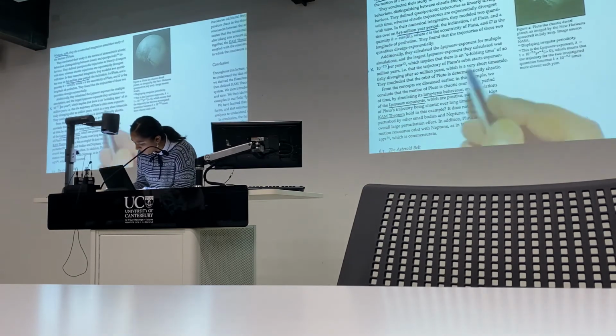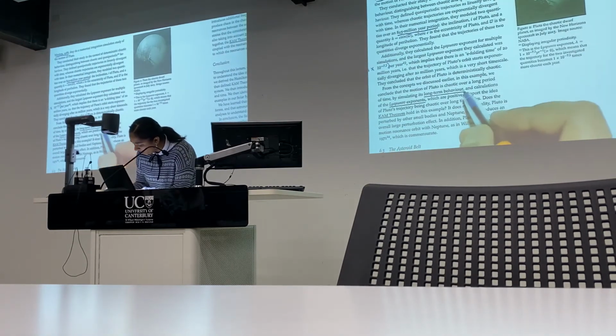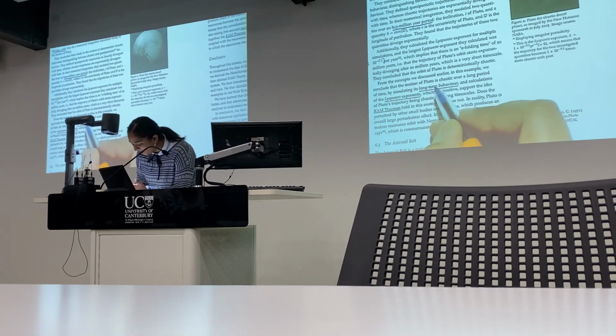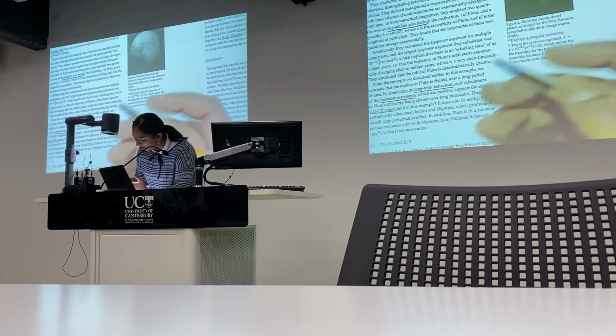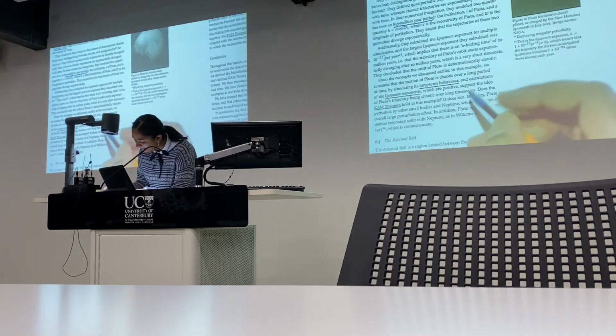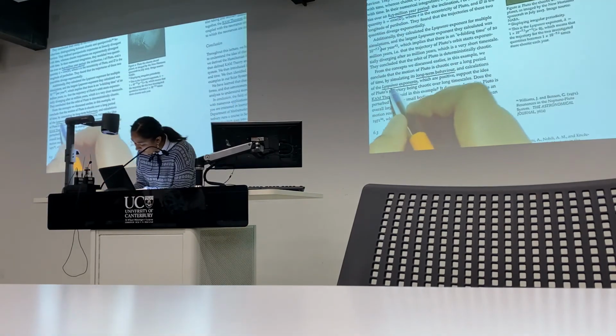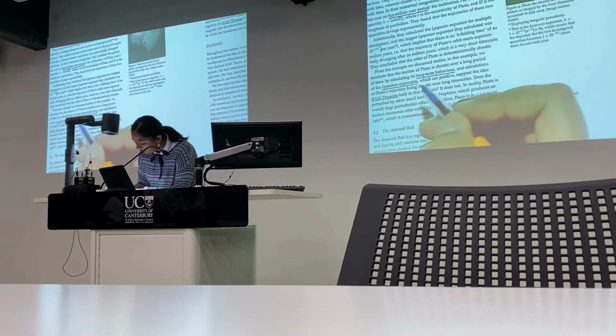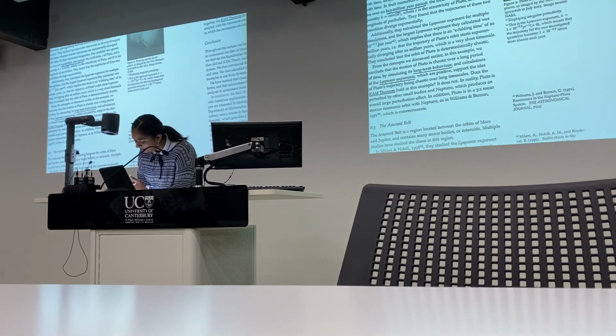In the paper, they concluded that Pluto's orbit is deterministically chaotic. So just from the concepts that we talked about earlier, they found that the motion of Pluto is chaotic over long timescales, and they calculated the Lyapunov exponents, which is positive, which tells us that Pluto's trajectory is chaotic.